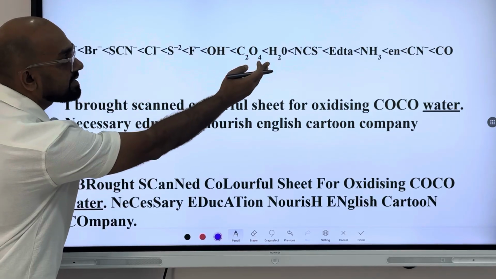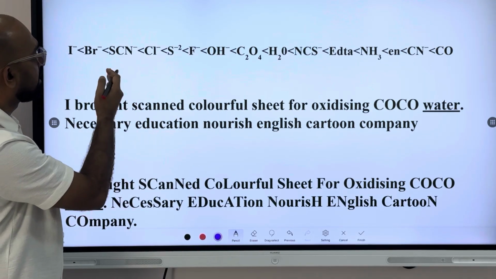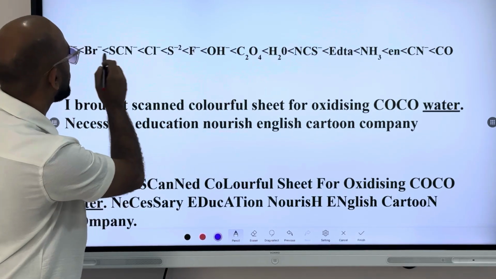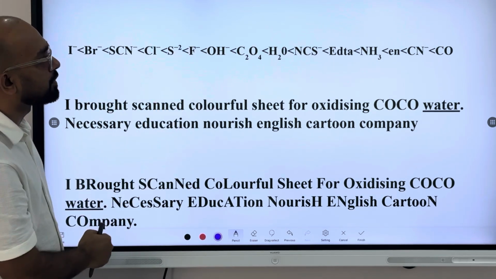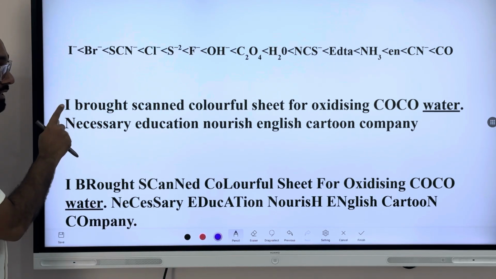This is the list and this is the trick. Okay. Let us have a look through the list. Starting from iodine and ending in carbonyl group, you can see, right? Now go through the trick.